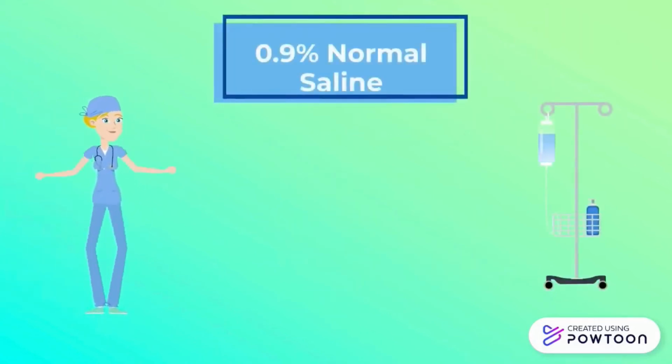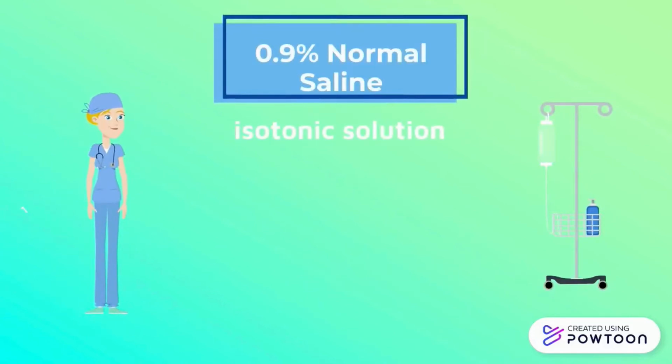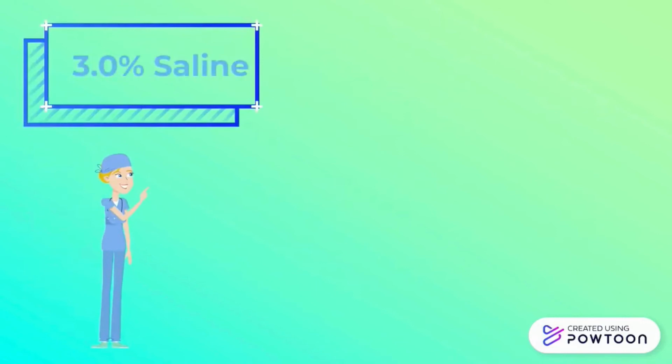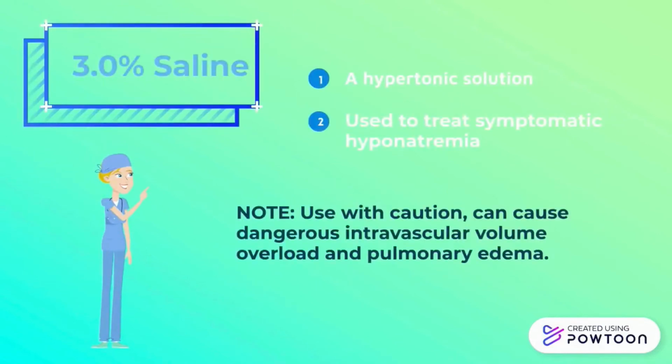0.9% saline, commonly known as normal saline, is an isotonic solution which is used to expand the intravascular volume and replace ECF losses. 3% saline is a hypertonic solution that is used to treat symptomatic hyponatremia. It must be used with extreme caution and administered slowly as it can cause dangerous intravascular volume overload and pulmonary edema when used in excess.